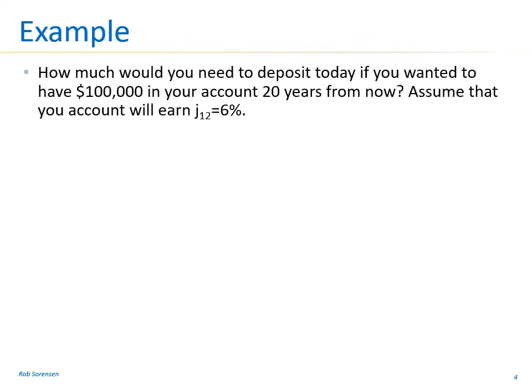Let's have a look at an example. How much money would you need to deposit today if you wanted to have $100,000 waiting for you 20 years from now? And let's assume that we can get 6% on average compounded monthly during that time.